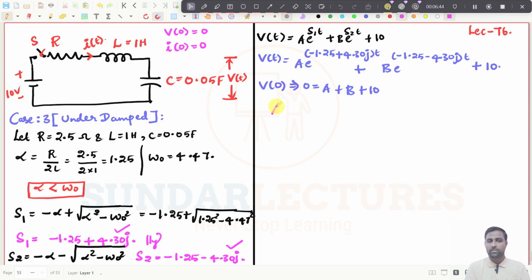If you keep a plus b on one side, that value should be equal to minus 10. Make it expression number 1. We have got one expression, right?